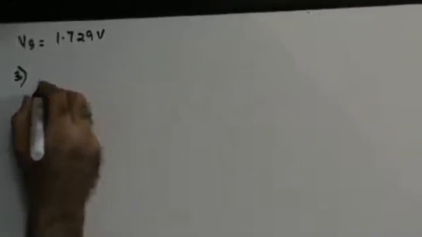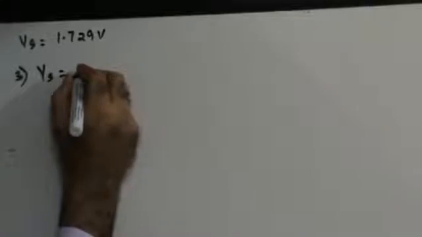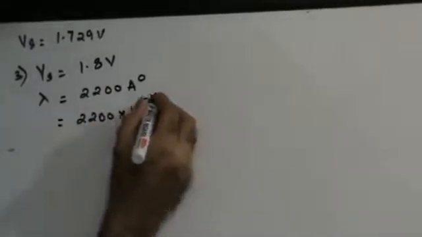The current in a photoelectric cell can be reduced to 0 by a potential of 1.8 volts when a light of 2200 Armstrong units is incident. Find the work function.